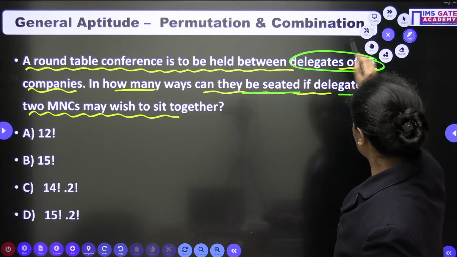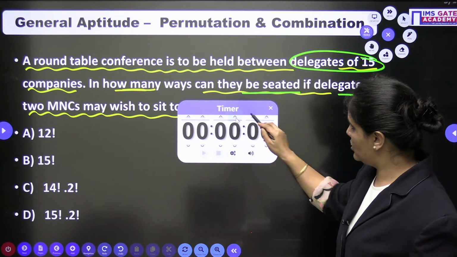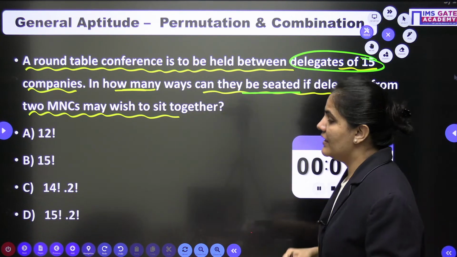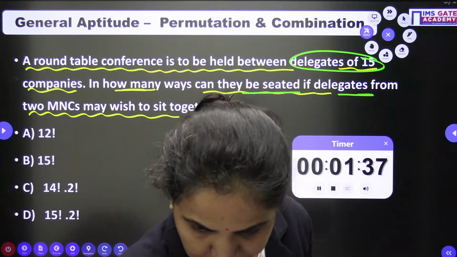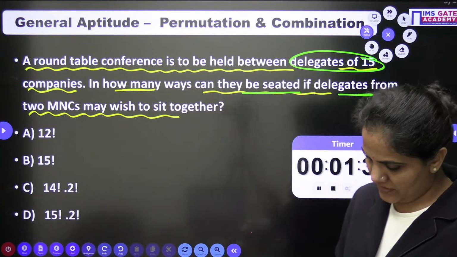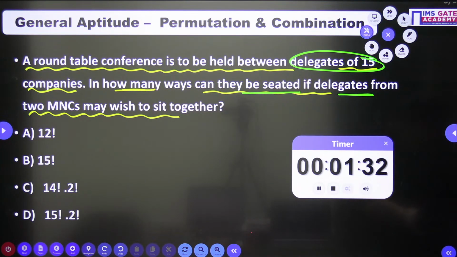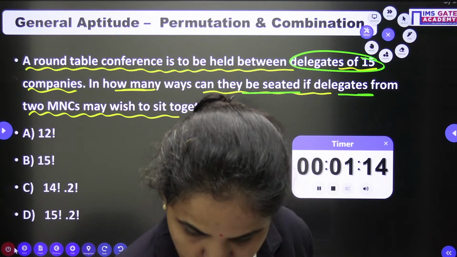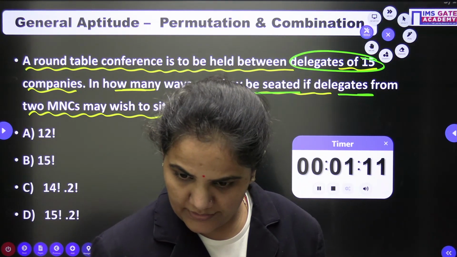We are having options also, so there is no need to solve so much. So you can directly approach the question. Still I am giving you enough time to solve this question. Everybody just go for it.